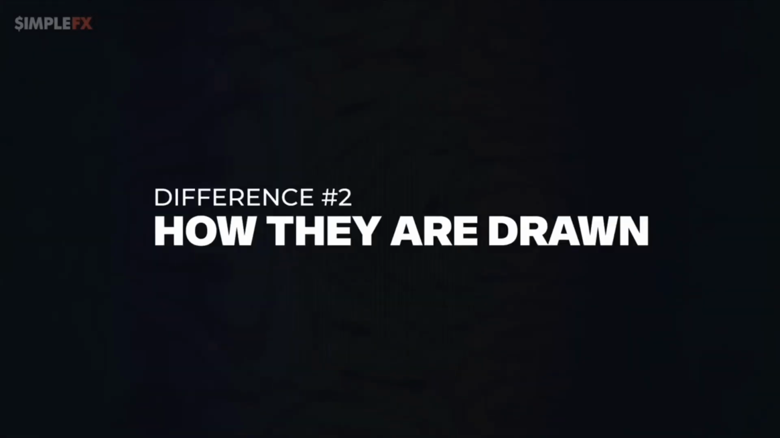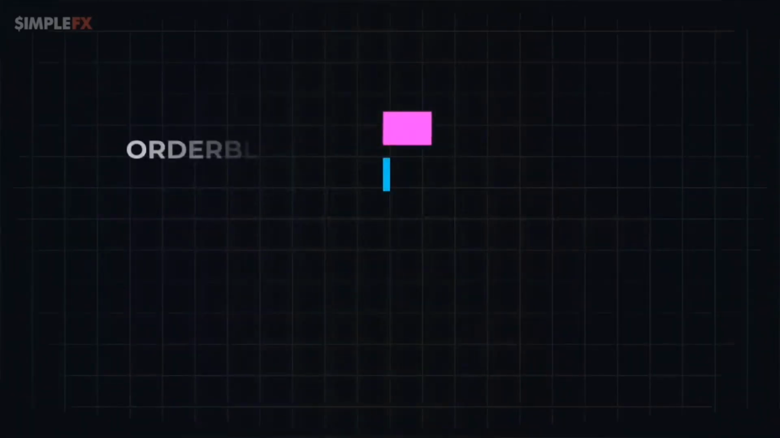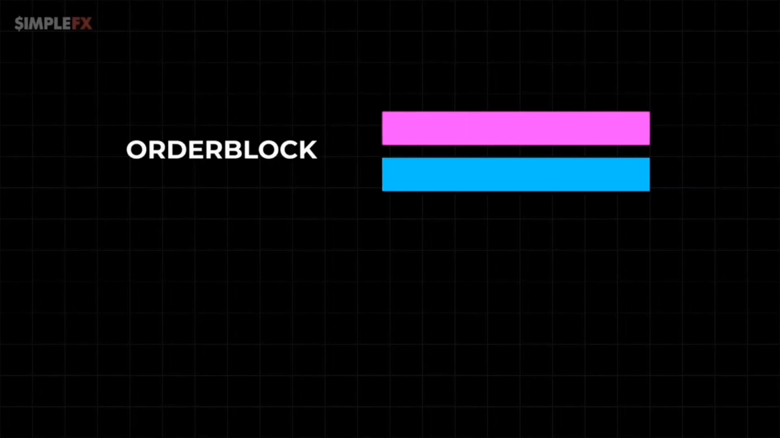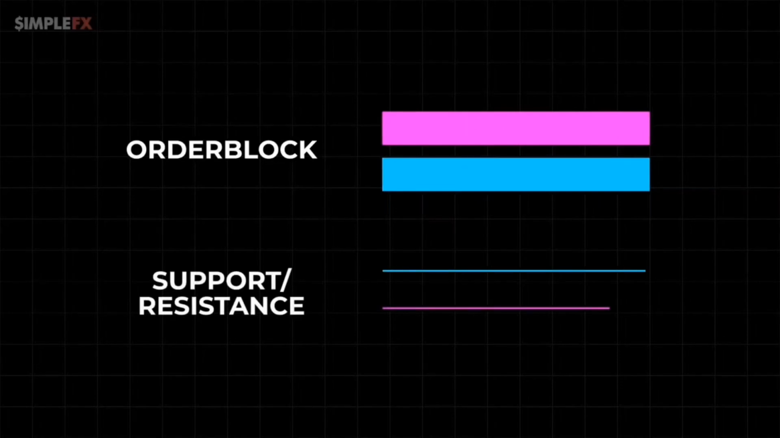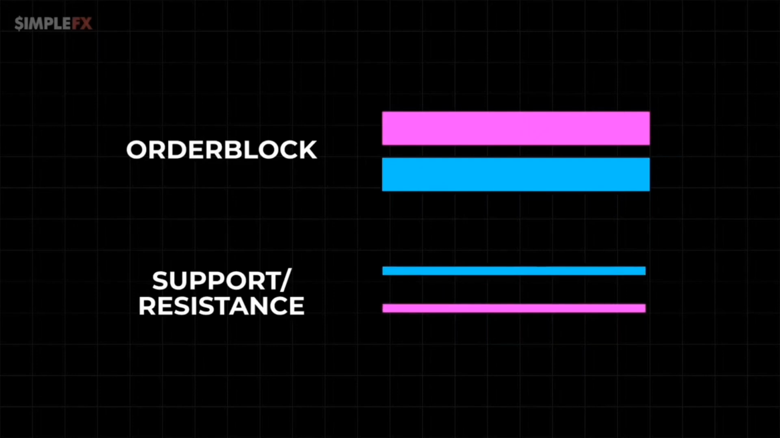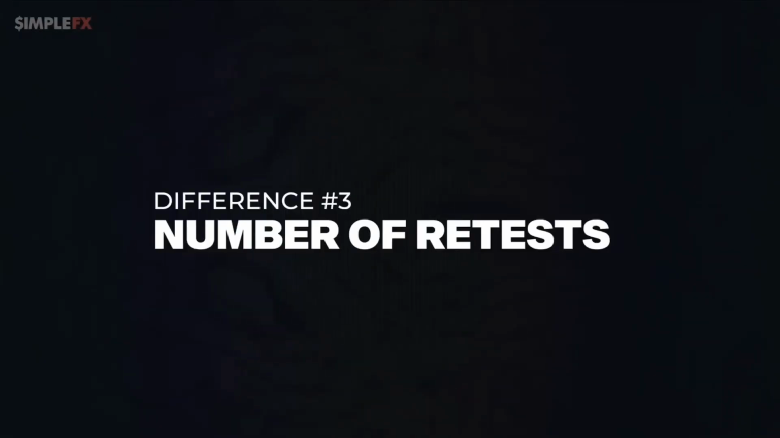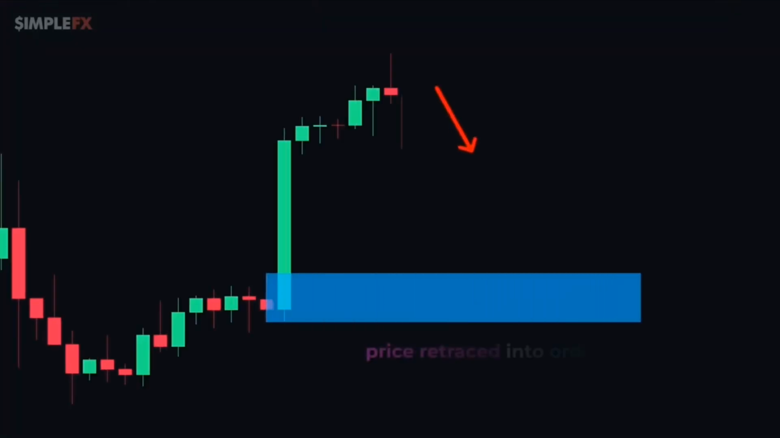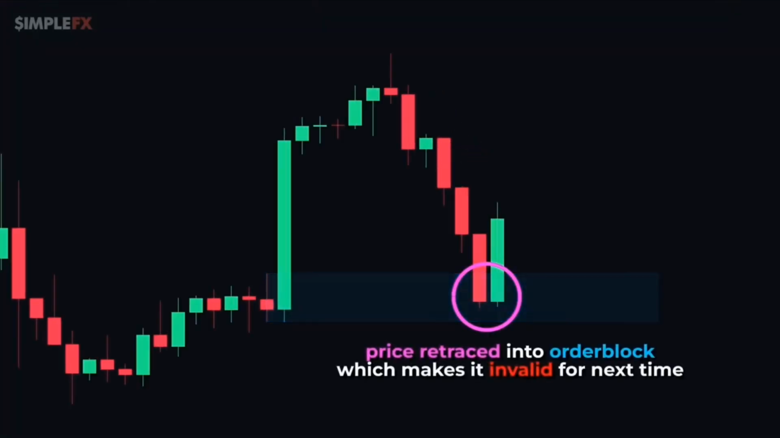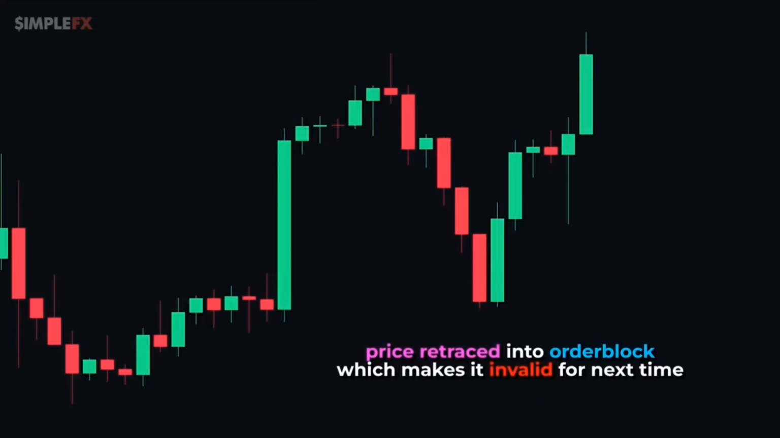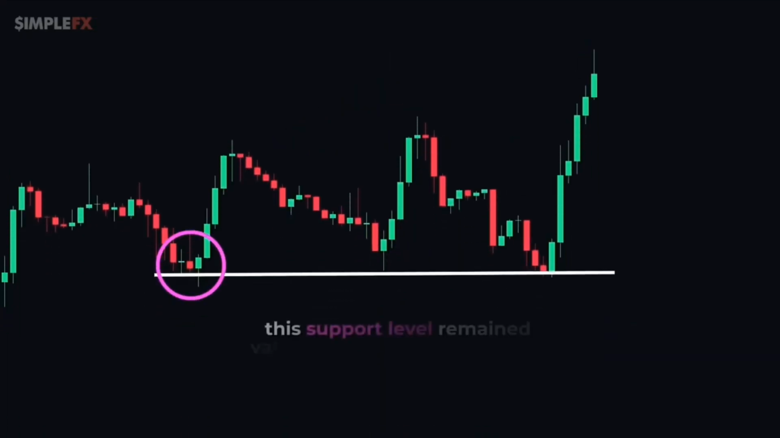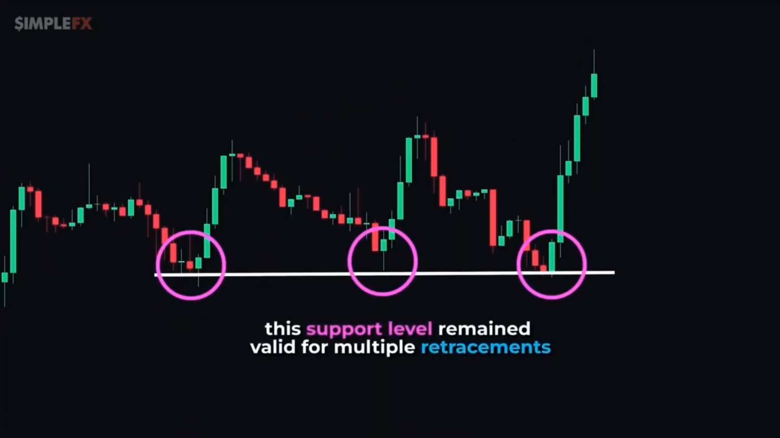support level. Second difference is how they are drawn on the chart. Order blocks are typically drawn as thick zones or areas, while support and resistance levels are usually drawn as lines. Even if they're drawn as zones, they're usually thin zones, not as thick as order blocks. Third difference is the number of retests. Order blocks are typically a one-time use, meaning if they are retraced once, they're done. You cannot use them multiple times. In contrast, support and resistance levels can be retraced multiple times.